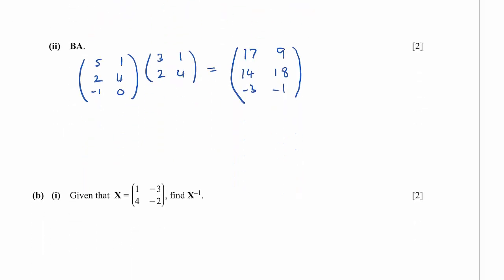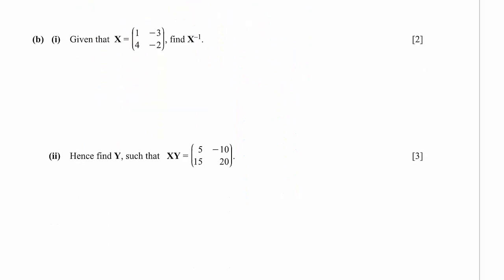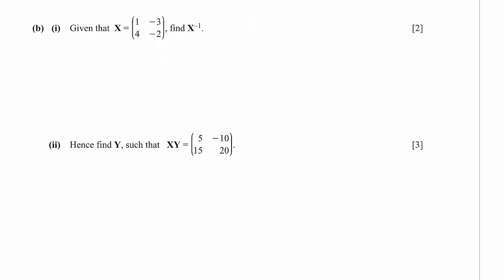Okay, now let's move on with this question. So we're given that X is this matrix here. We want to find the inverse of X. So first we need the determinant. So the determinant of X is going to be 1 times negative 2. Negative 2 take away 4 times negative 3, which is negative 12. So that's negative 2 add 12, which gives us 10.